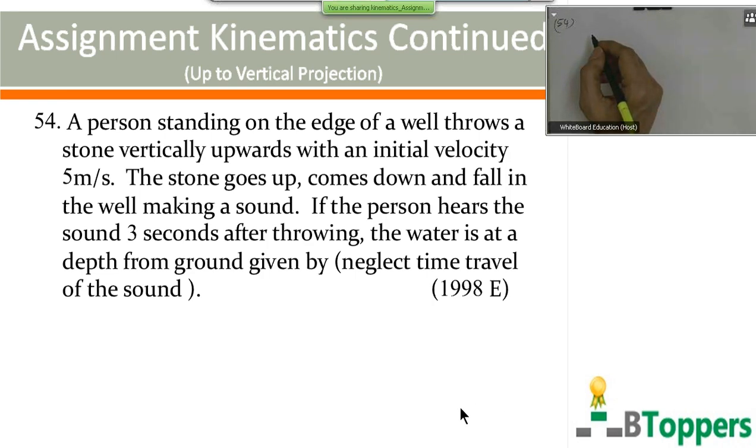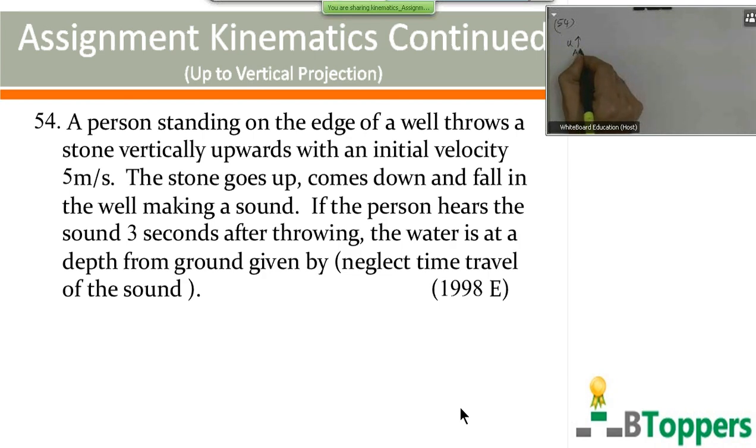A person standing on the edge of a well throws a stone vertically upwards with an initial velocity of 5 meters per second. The stone goes up, comes down, and falls in the well, making a sound. The person hears the sound 3 seconds after throwing. The water is at a depth from the ground given by? Neglect the time of travel of sound. Therefore, the 3 seconds given can be taken as the time of motion of the stone under the influence of gravity.